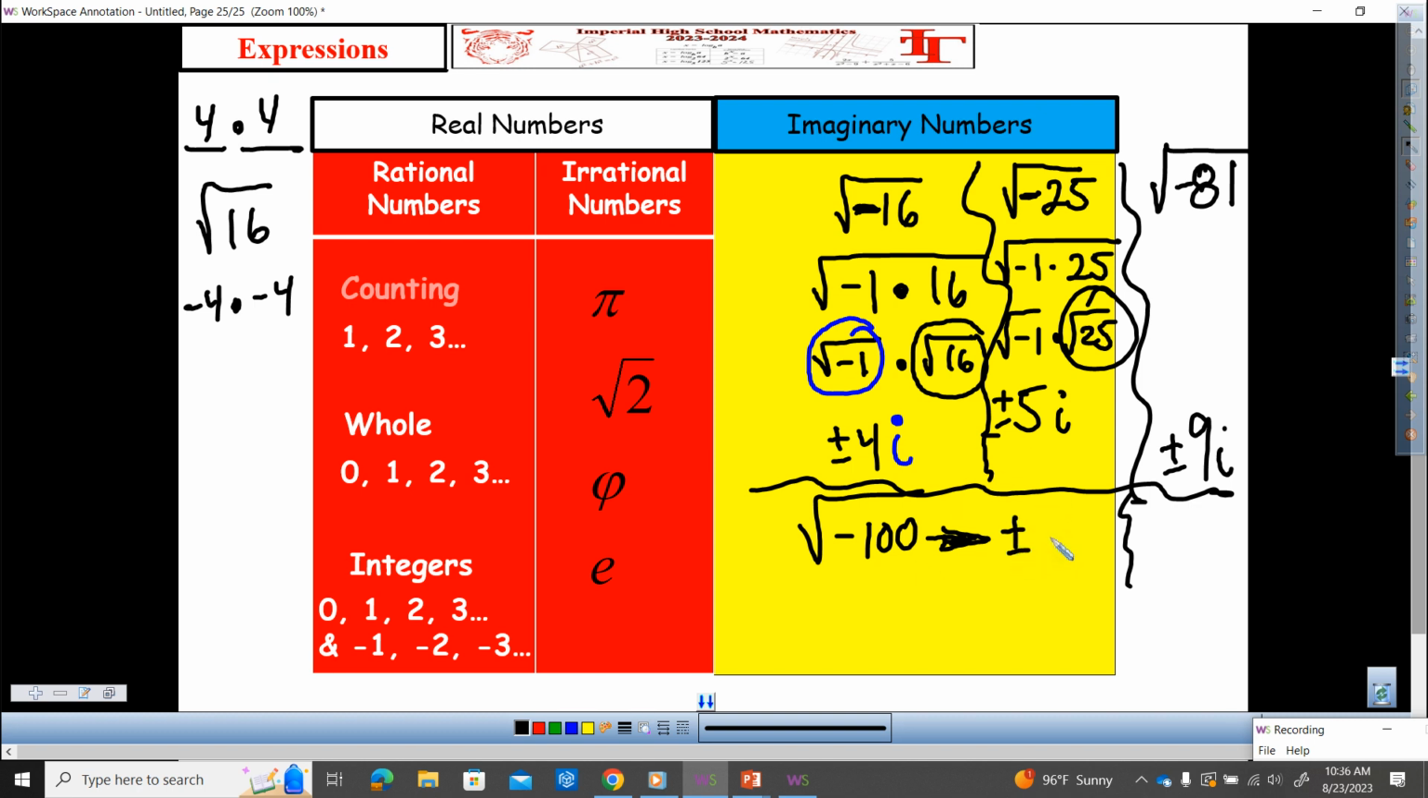Everyone, plus minus what? 10i. All right. So from 1 to 5, how comfortable are you with imaginary numbers? Yeah, 5, yeah, 5, 4s, yeah. We're there. So this is where we're going.